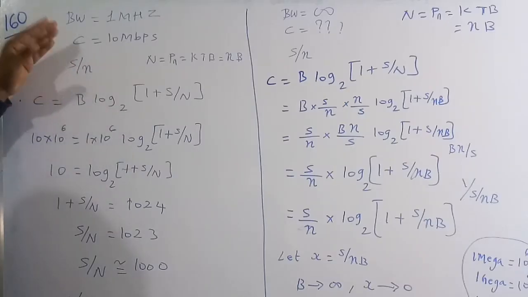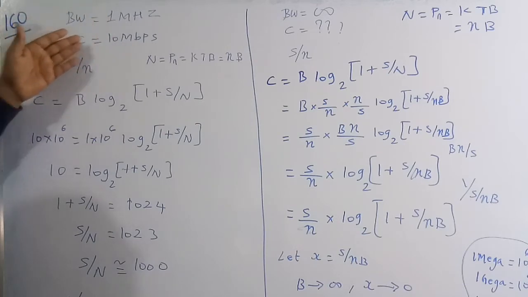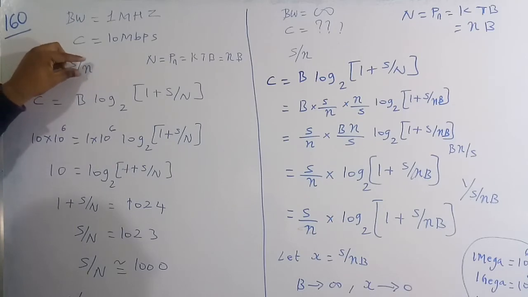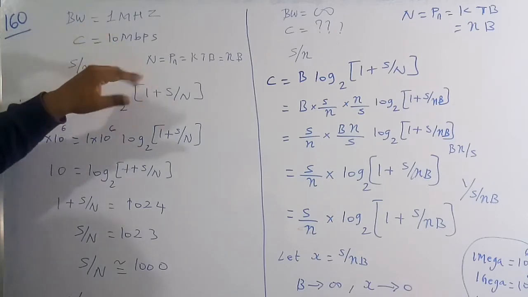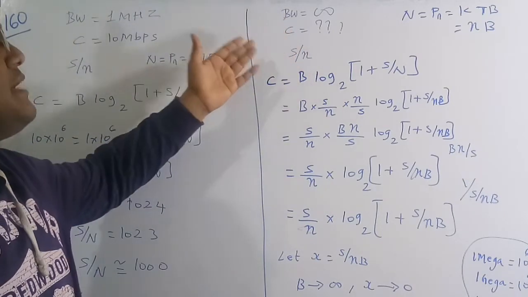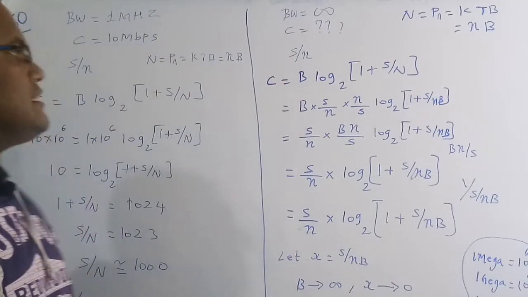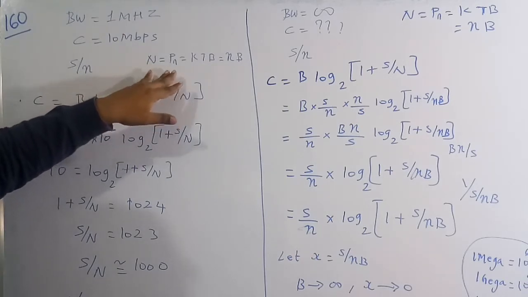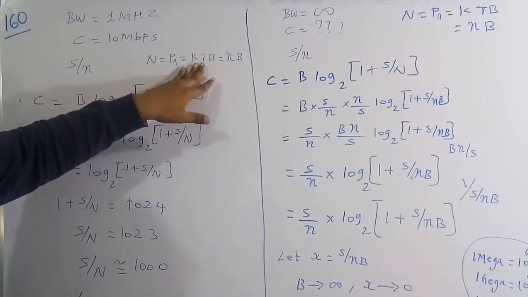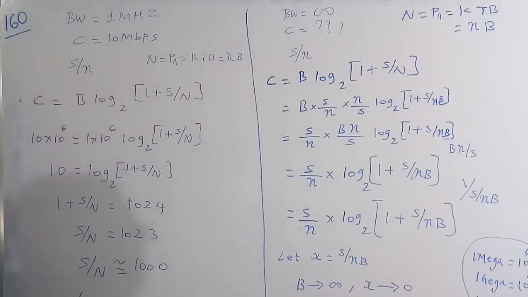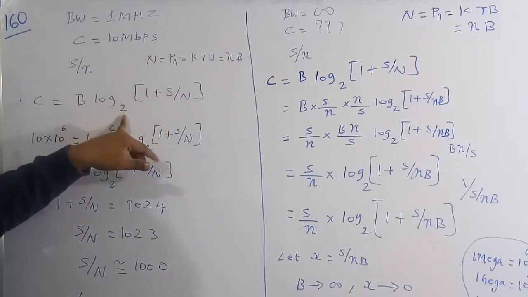So in this question they have given that the bandwidth is 1 MHz and the channel capacity is 10 megabits per second, and the signal power to noise power spectral density ratio is constant for both cases. When the bandwidth is infinity, we have to find the channel capacity for the same signal to power spectral density at the receiver. So first, the noise power: we can write N is equal to Pn is equal to kT into B, where kT is called the power spectral density, eta, and B is the bandwidth. The Shannon-Hartley formula is given by C is equal to B into log base 2 of 1 plus S by N.